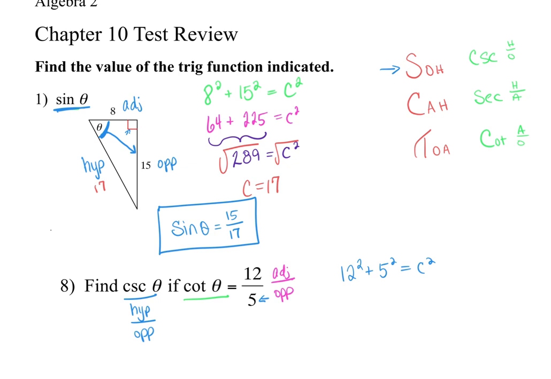And then I'm just going to simplify this. 144 plus 25, 169. So my C is 13. So now I know my hypotenuse and I know my opposite, and I'm just going to fill those in. The cosecant then is going to be hypotenuse that I just solved for over opposite that I already had from the beginning.